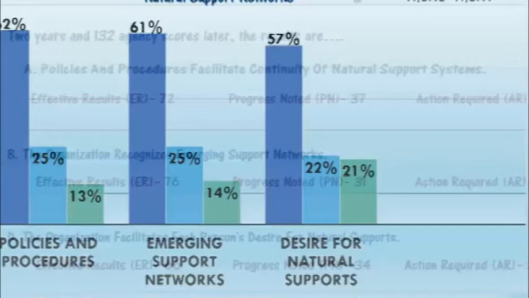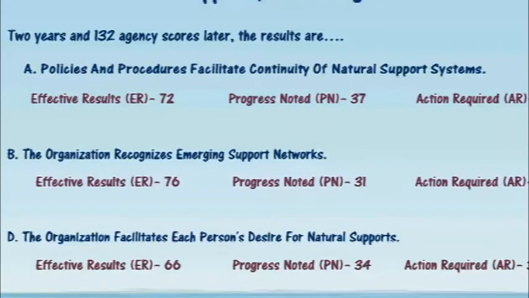Two years and 132 scores later, Indicator A on policies and procedures, 72 had effective results, 37 had progress noted, and 23 had action required. Indicator B on recognizing emerging support networks, 76 had effective results, 31 had progress noted, and 25 had action required.